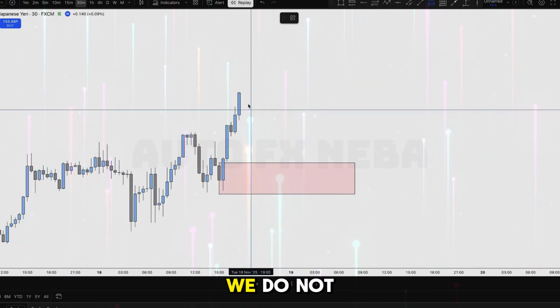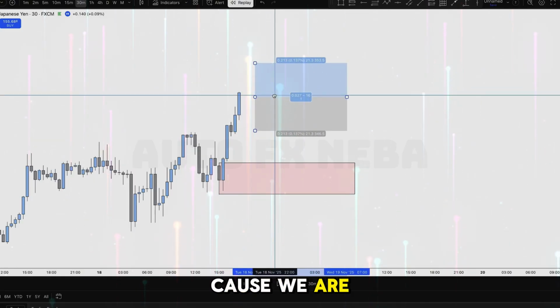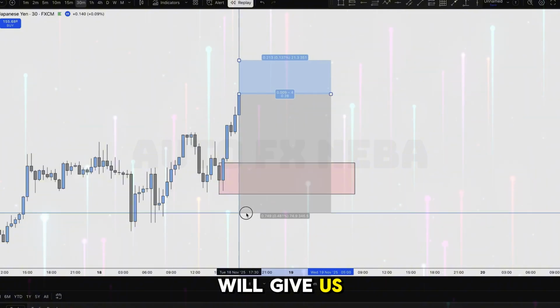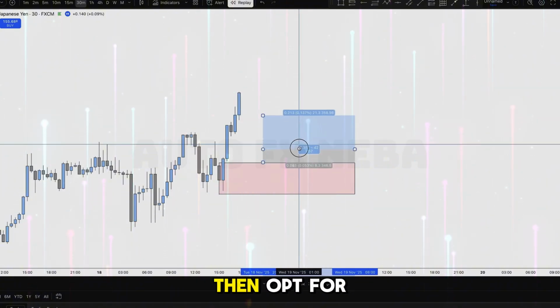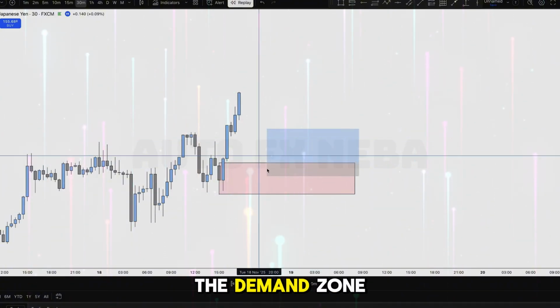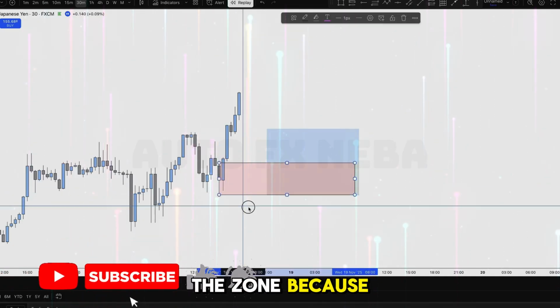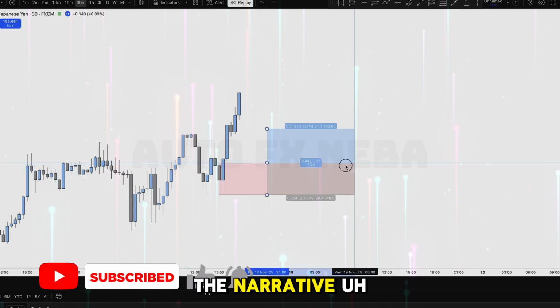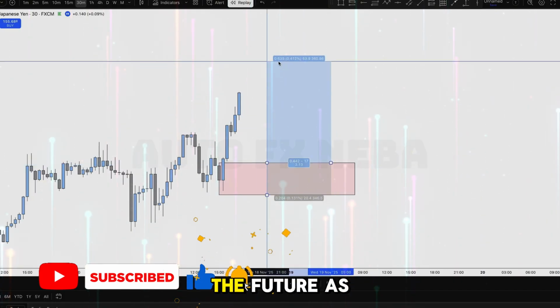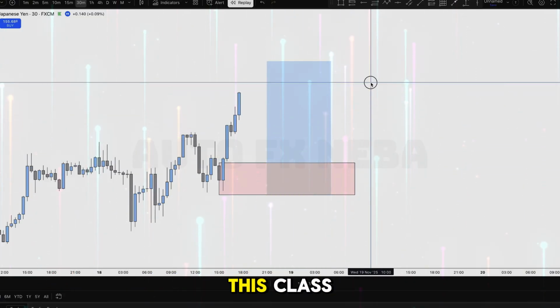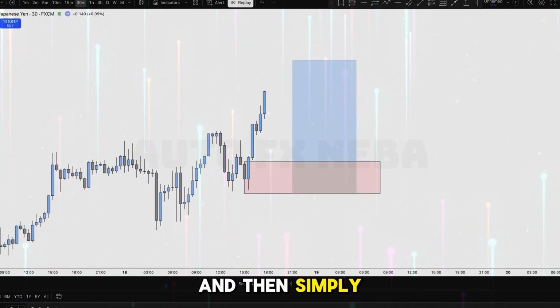So trade-wise, we do not want to buy up here because we are likely to see some exhaustion or relief at some point soon. Buying here will give us terrible risk reward. We prefer to then opt for a buy on the demand zone with stops beneath. Again, we just put them right below the zone because if this zone fails, that will change the narrative. We'll talk about supply fails in the future, as I said. Targets wherever you were going to target. We won't worry about targets for this class. And then simply place the order.